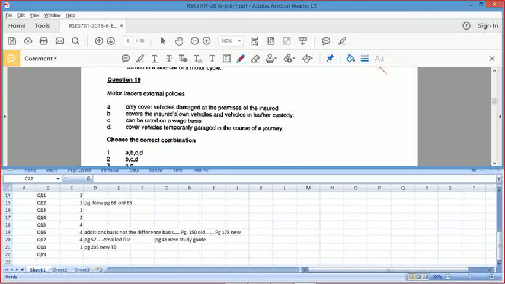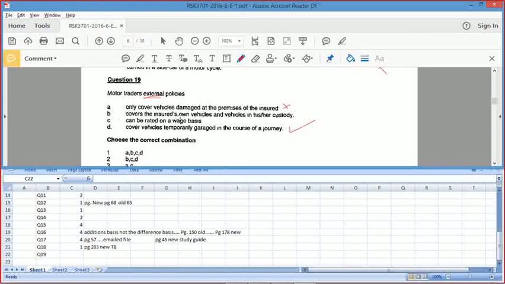Motor traders external policies. If it's external, it means on the road. So only cover vehicles damaged at the premises? No. Covers the insured's own vehicle and vehicles in his or her custody. These are external. These are for businesses that conduct a trade, in terms of a dealership. Can be rated on a wage basis. Cover vehicles in a temporary garage in the course of a journey. D is definitely correct. Okay, let's check B and C.